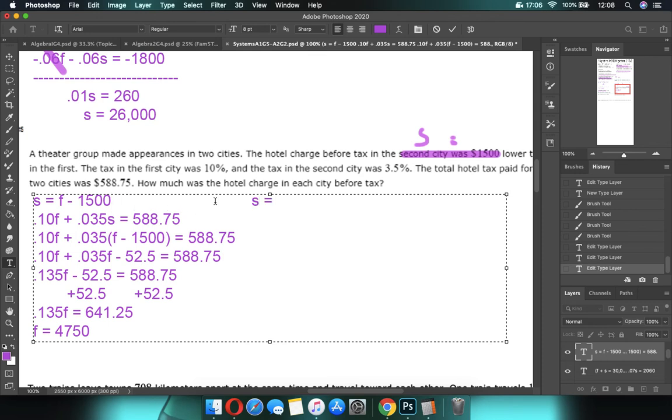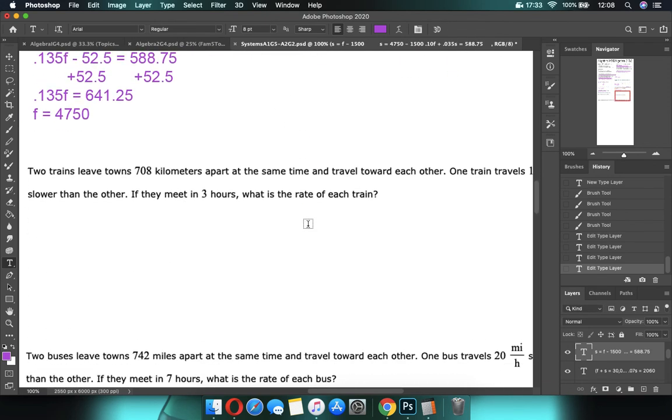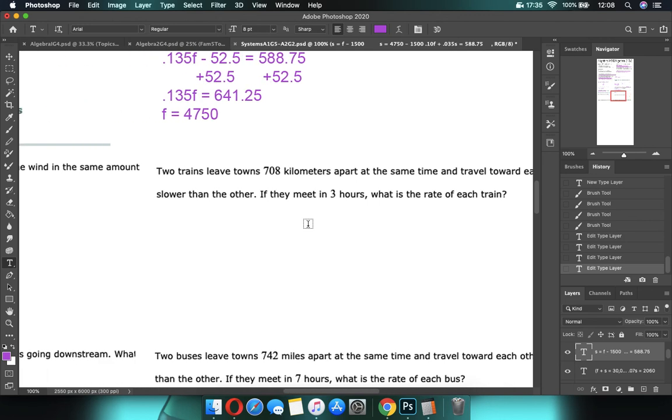So S equals 4750 minus 1500. All right, so what is that? Let's see here. So that's going to be 3250. And there are two numbers. Our first account is 4750. Our second account is 3250. So far, so good.